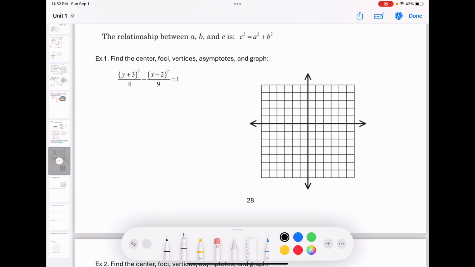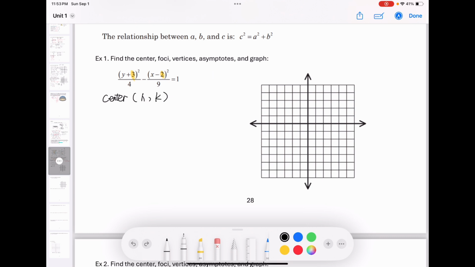Example 1: find the center, foci, vertices, asymptotes, and the graph. Let's see the first one. From this equation, I can find the center first. So the center is equal to h comma k. What is h? What is k? h is inside of the x perfect square, and k is inside of the y perfect square. So let's review the formula.